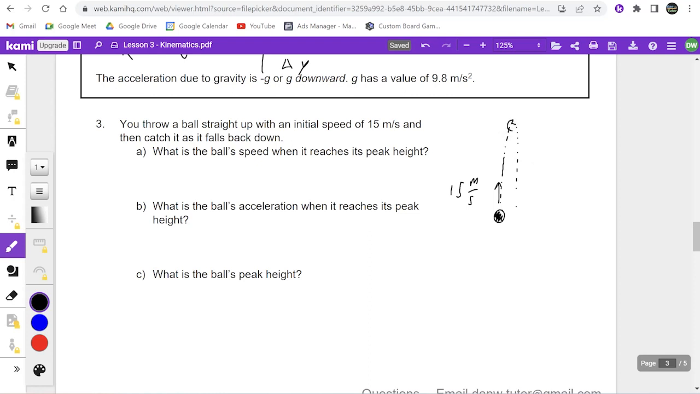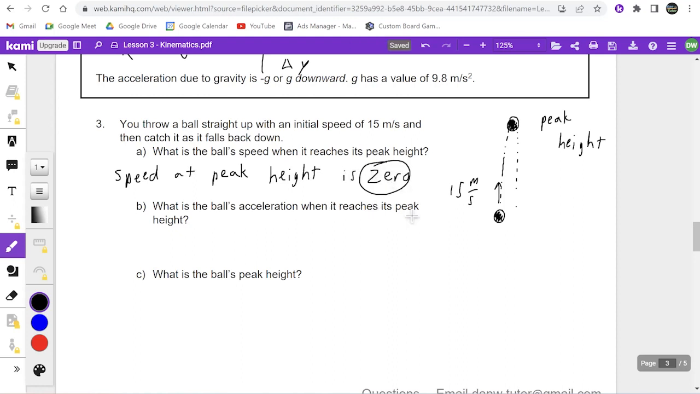But the question's asking about the speed when it's at the peak height, whatever this peak height is. And the secret to the speed at peak height, and therefore the velocity as well, I'm just going to tell you it's the same for this one. Speed at peak height is zero. Always. Always, no matter what. Well, actually, I have to clarify that. It's the y speed. The x speed may be different, but the y speed is zero. Now, if you look at the ball here, the ball is thrown straight up. So, yeah, the y speed is zero. That makes sense. Any questions on that first one?